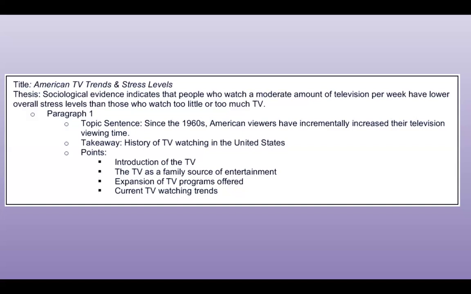Okay, so we know what that paragraph is going to be about. And they've even established a takeaway. So they want their reader to know the history of TV watching in the United States. And then how are they going to tell their reader this takeaway? They've laid out the points. They have the introduction of the TV as a family source of entertainment, expansion of TV programs offered, current TV watching trends. So you can see how this outline, this is just one section of their outline, is diving deeper now. They're getting more specific about what's going to appear in that paragraph, and they're making sure that their topic sentence is connected to their thesis, and that their points are proving their topic sentence, okay?